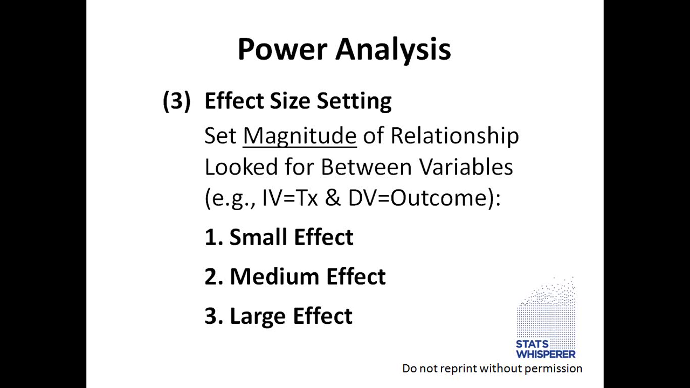So if we have a treatment, and that's our independent variable, such as treatment to reduce smoking, and the outcome is number of cigarettes smoked, we want to say just what size effect does the treatment have on the number of cigarettes smoked, right? And do we want to look at a small, medium, or large effect?